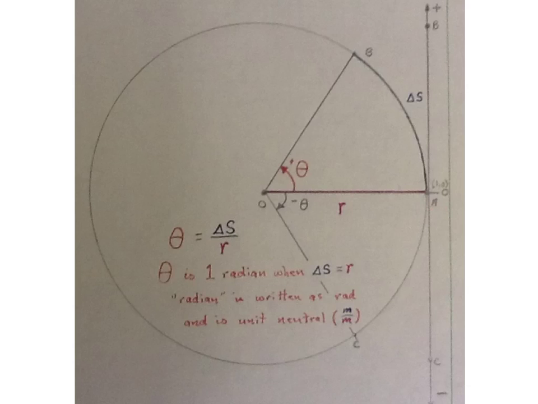So we have the point 1, 0. That's point A right here. Let's stick an arrow on it. Point A right here.